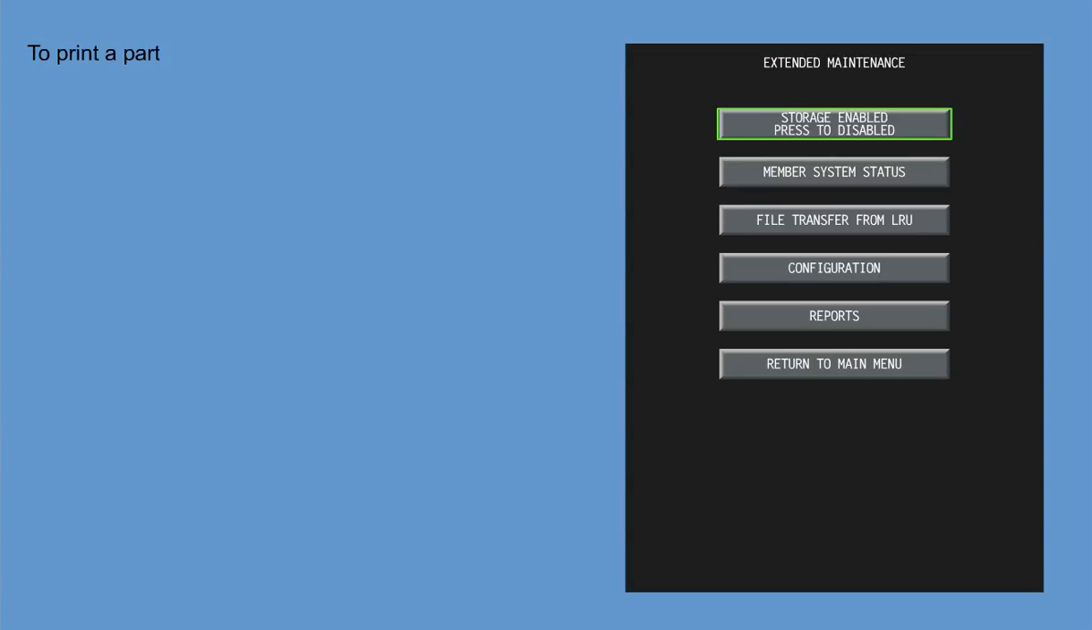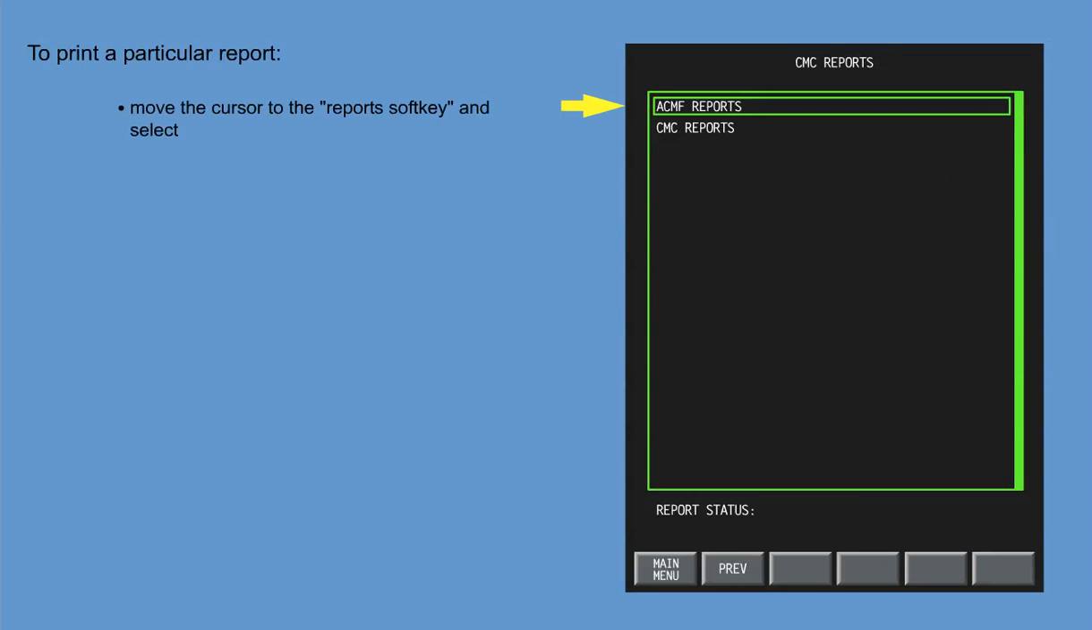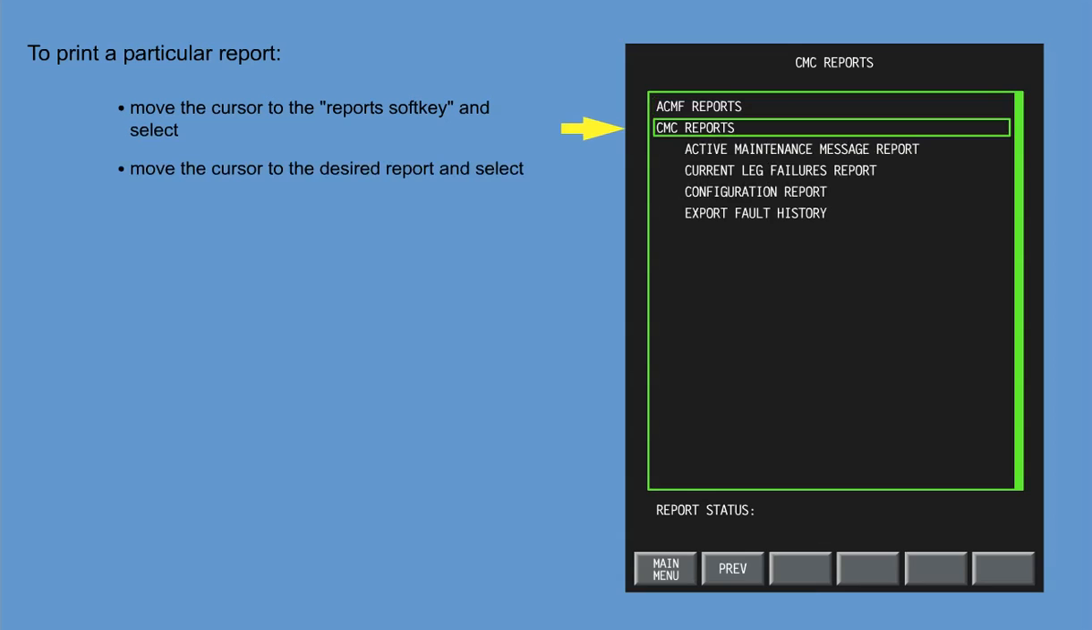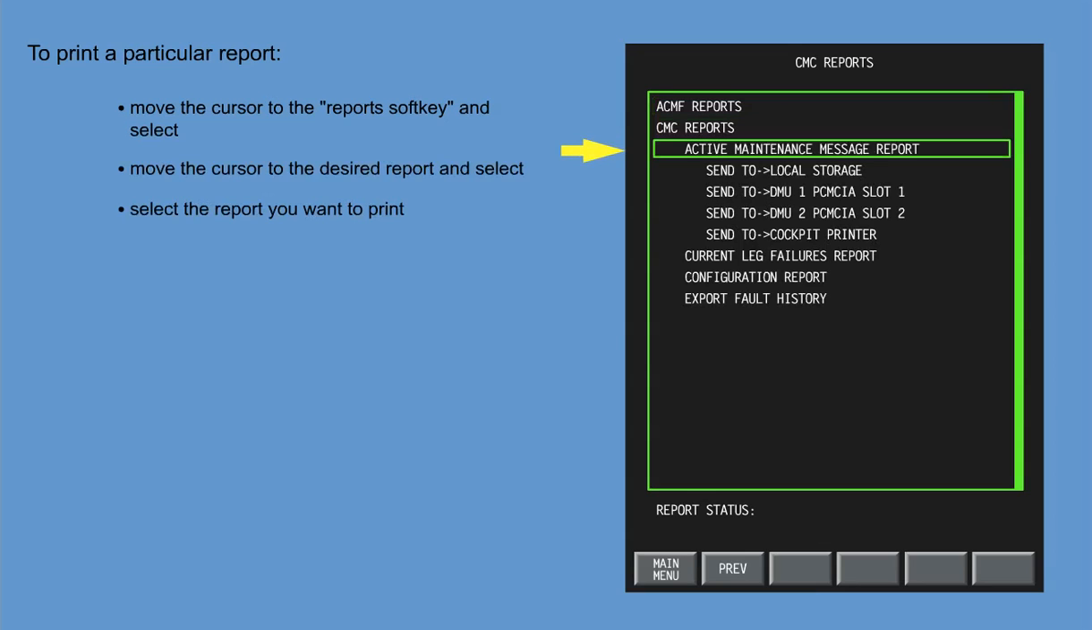To print a particular report, move the cursor to the Reports soft key and select. The options ACMF Reports and CMC Reports will pop up. Move the cursor to the desired report and select. Select the report you would like to print.